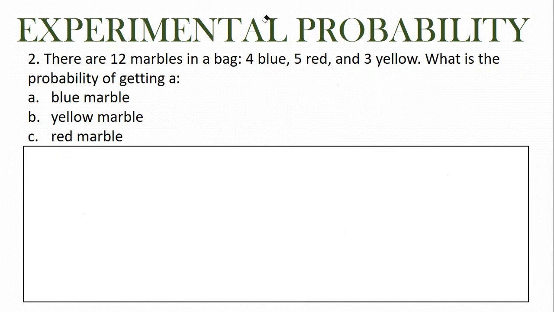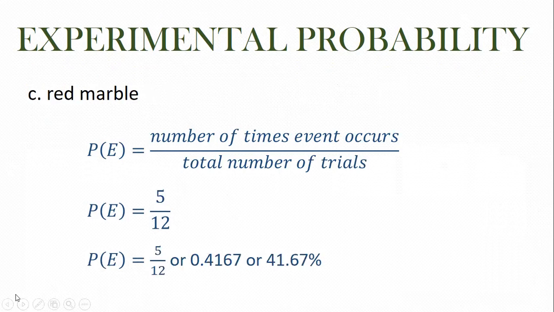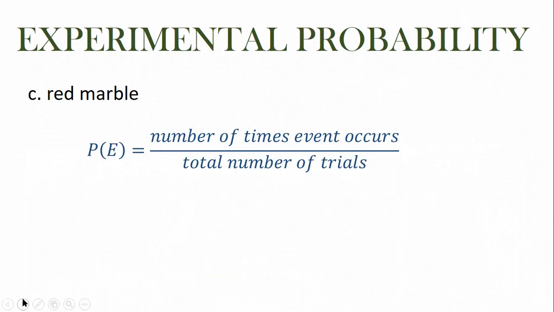Next slide. Yan. 33.33. Blue marble. Yellow marble, we have 25%. And red marble, we have 41.67%. Okay.